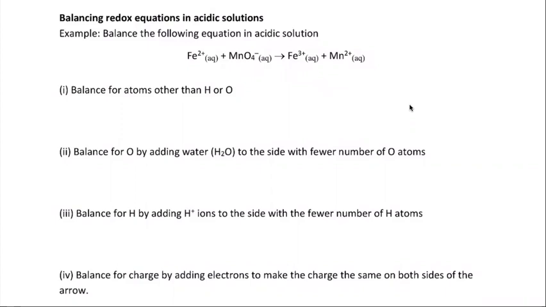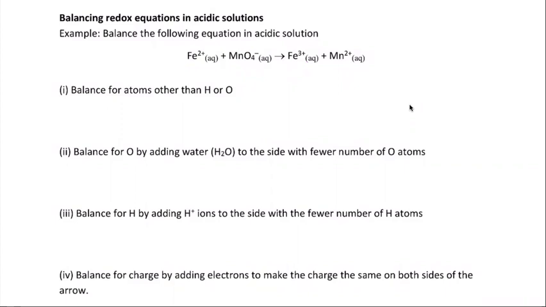The other problem is the charges probably don't add up either. If you look, I have a positive 2 and a negative 1, so that's positive 1 on the reactant side. On this side, I have a positive 3 and a positive 2. That's positive 5. That doesn't add up to positive 1. Okay, so we have to balance for all the elements and the charges, the number of electrons.